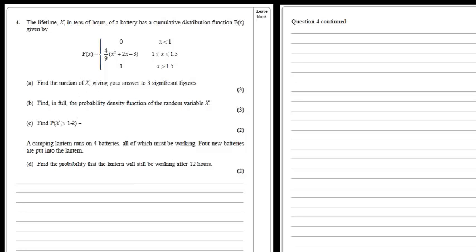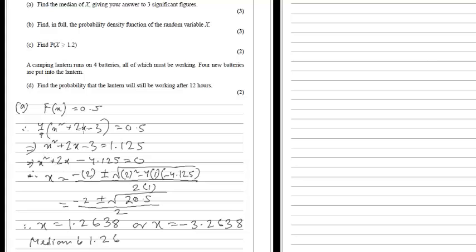This is a general continuous random variable sum. So we have a CDF given. We have to find the median. The formula is CDF equals 0.5. So F(x) equals 0.5. Therefore 4/9 x squared plus 2x minus 3 equals 0.5. Let's solve this equation.